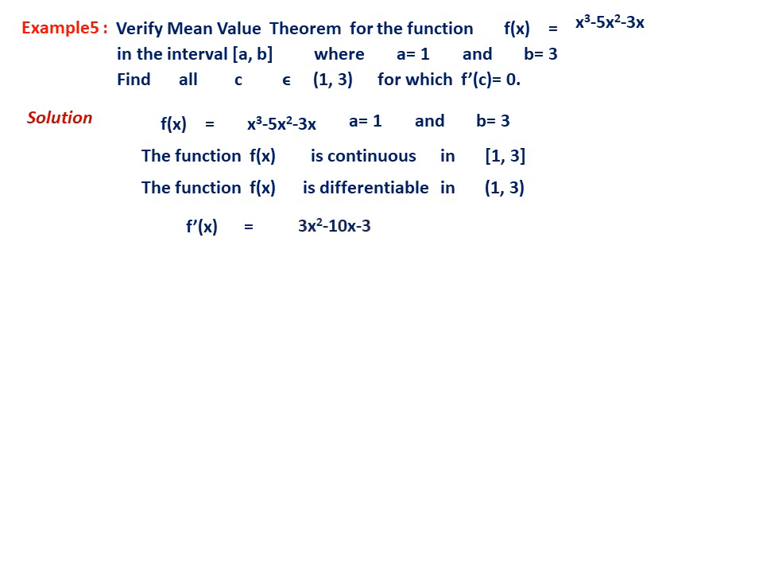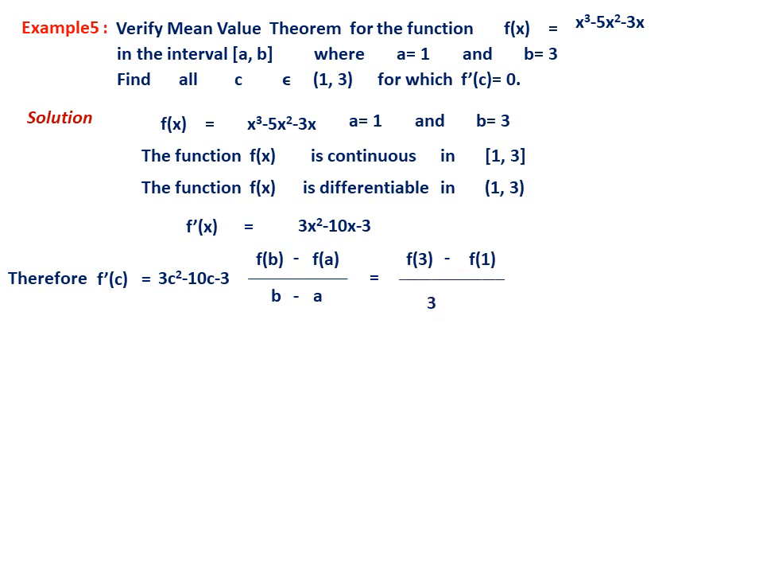Now find f dash x, which is equal to 3x square minus 10x minus 3. Differentiation of the given function x cube minus 5x square minus 3x. Therefore, f dash c will be equal to 3c square minus 10c minus 3. Then we have to calculate this one, f of b minus f of a divided by b minus a. So we substitute f of 3 minus f of 1 divided by 3 minus 1. So a is 1, b is 3.